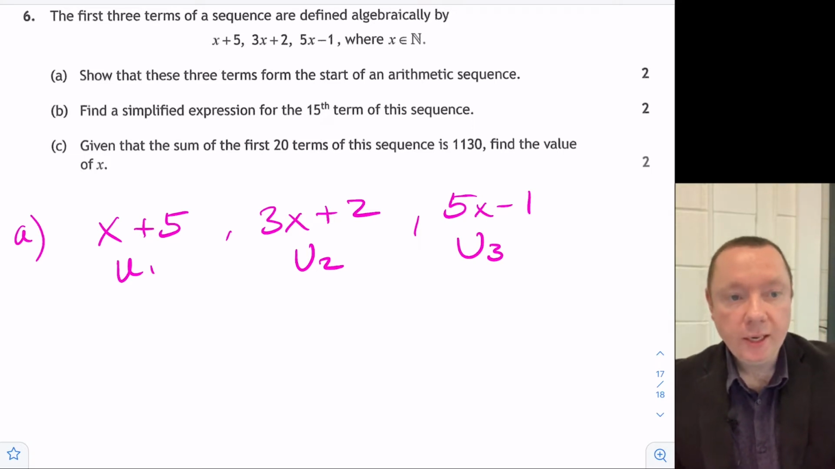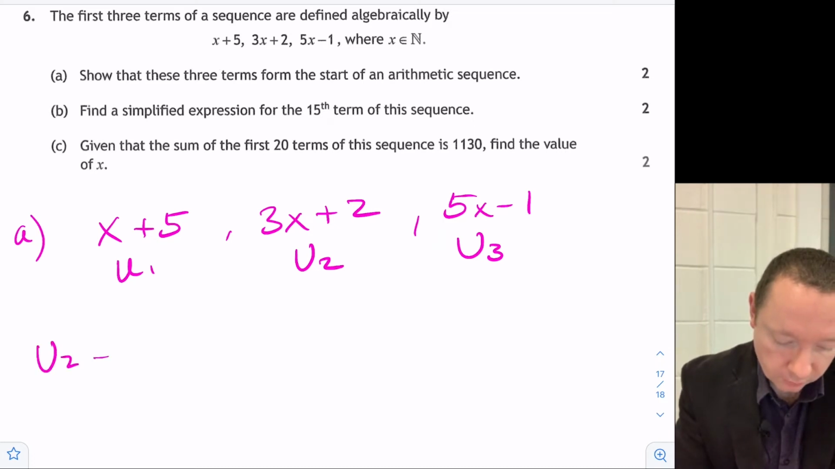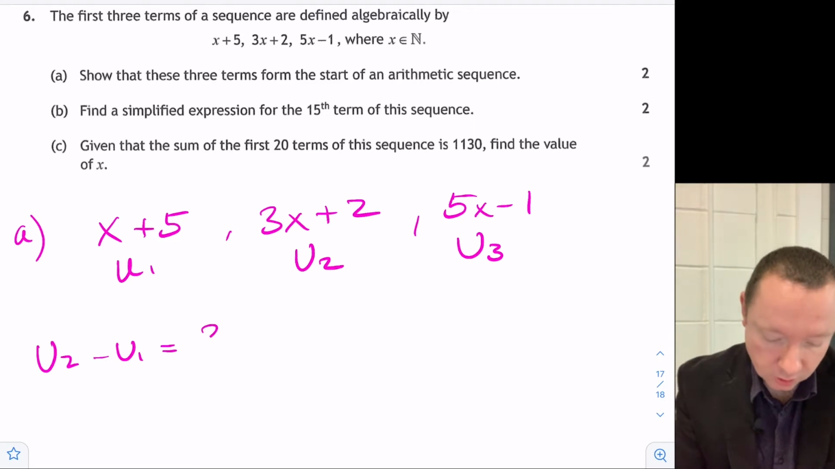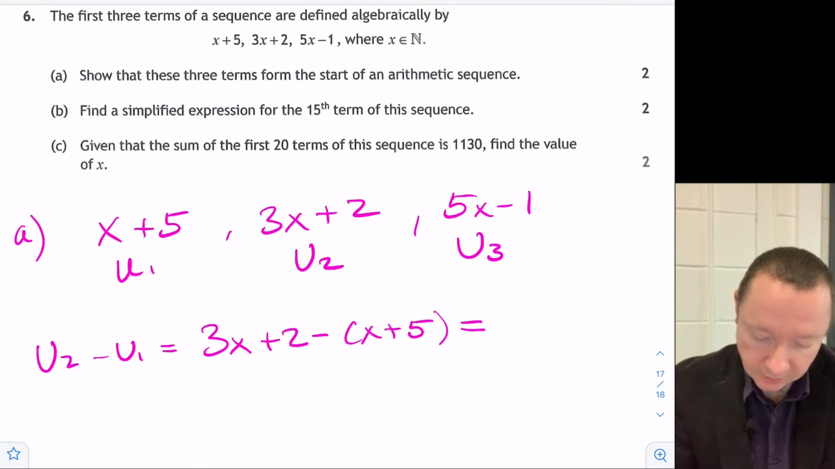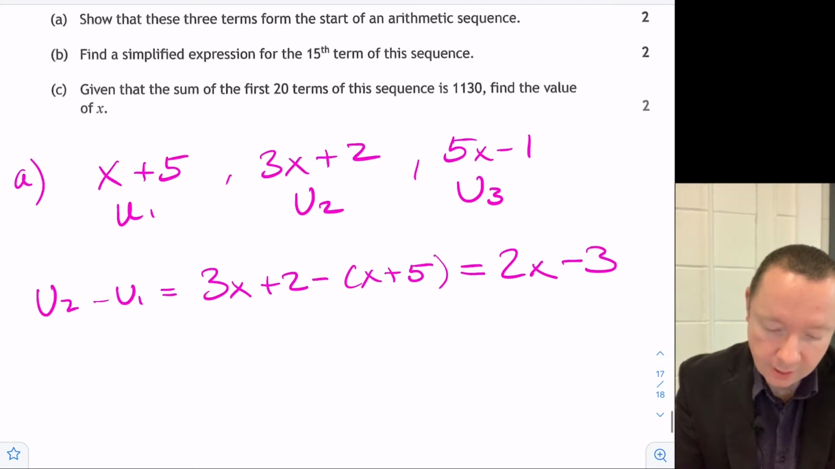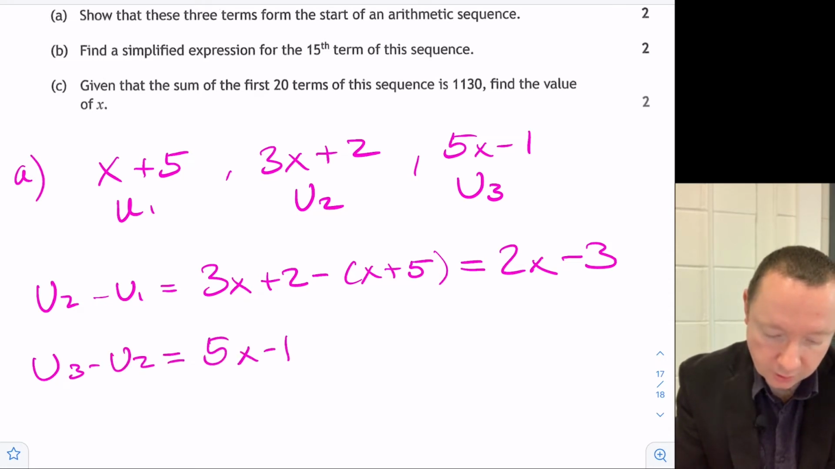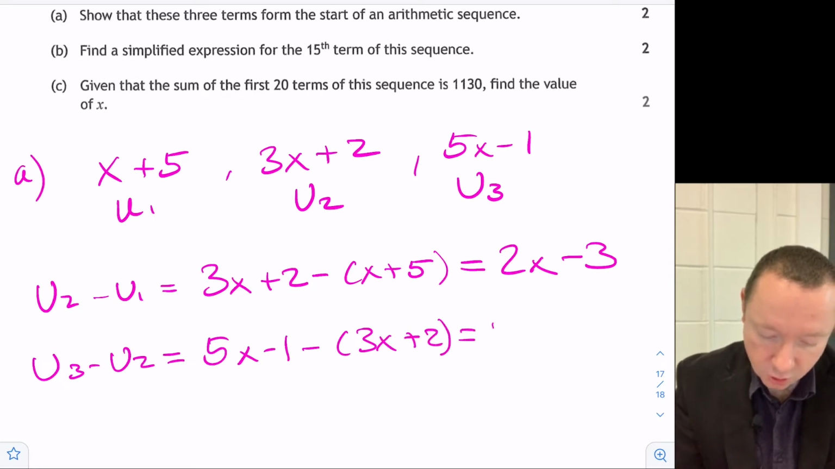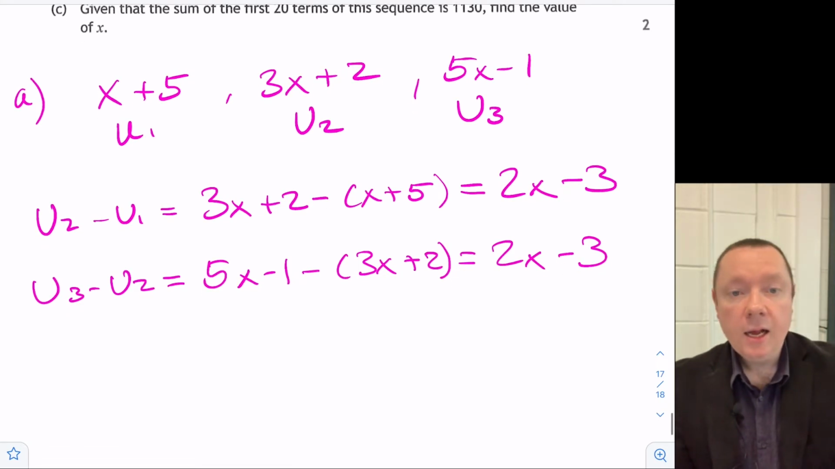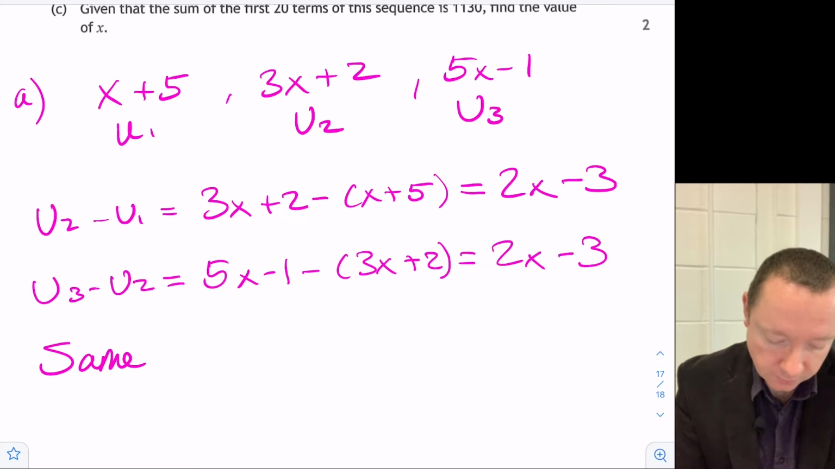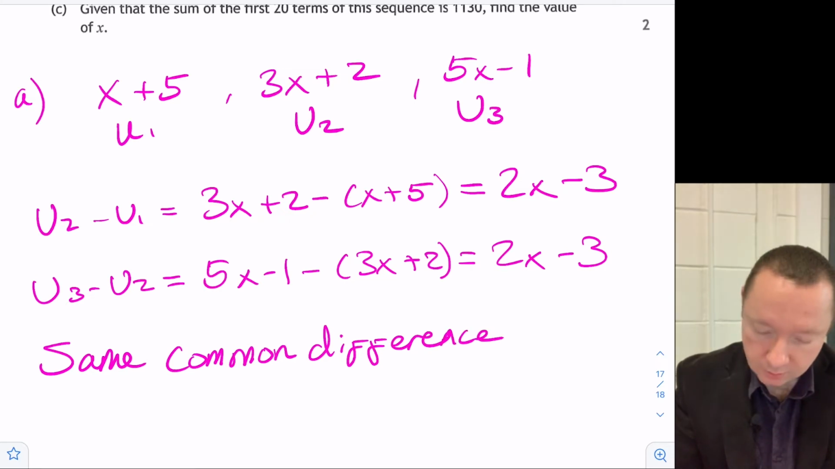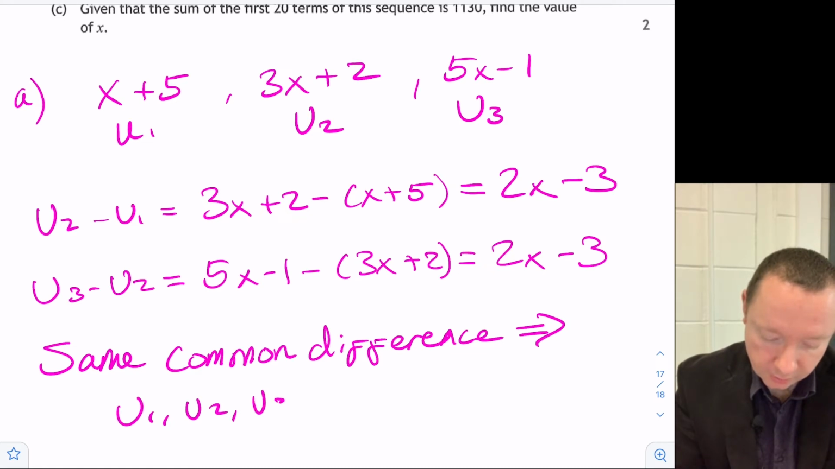Let's check the common difference between each of the terms. So let's do the first two, u2 take away u1. That is 3x plus 2 minus (x plus 5). That equals 3x minus x is 2x, 2 take away 5 is minus 3. And then let's check the common difference between the next two terms, u3 minus u2. That gives us 5x minus 1, take away (3x plus 2). That is 2x minus 3. So since it's got the same common difference, that implies u1, u2, u3 form an arithmetic sequence.